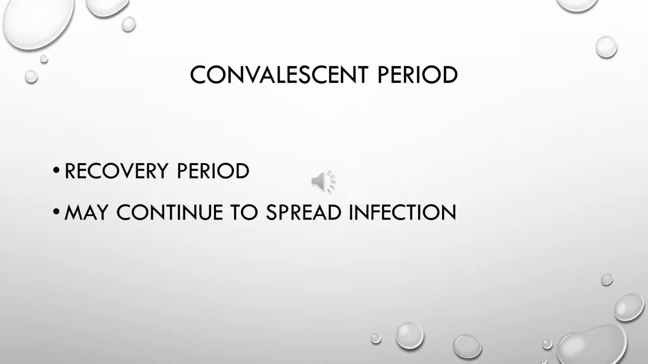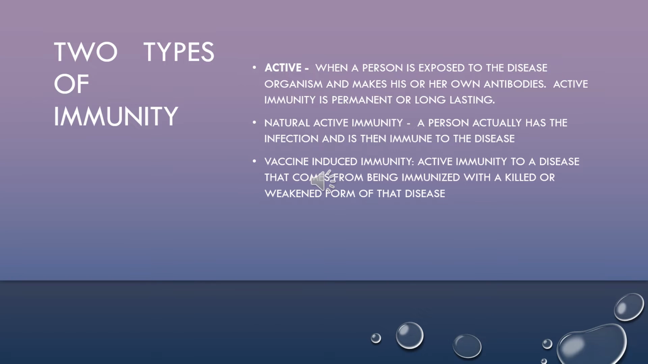Immunology, or immunity, and we know that there are two types of immunity that the body uses to keep you from getting sick or to help you heal, but this is mainly to keep you from getting sick. And so we have active immunity and we have passive immunity. Active immunity is when the person is exposed to the disease or the organism and makes his or her own antibodies. It's active immunity, and this is permanent or long lasting.